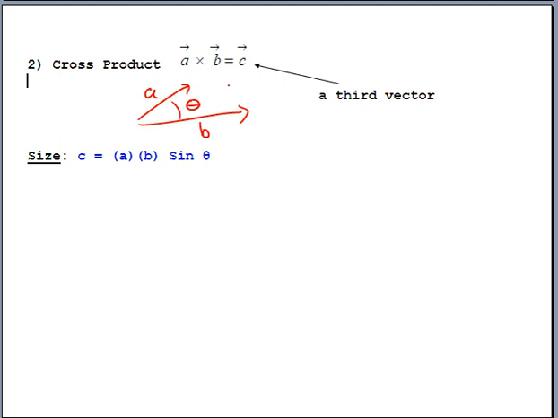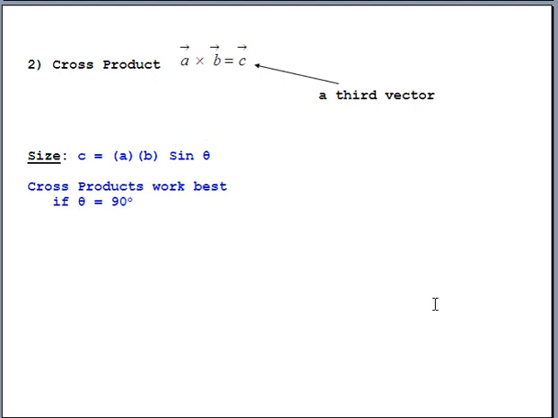So it's the exact opposite of the dot product in terms of when you're going to get a big answer and when you're going to get a small answer. Maybe that's worth a quick little note here before we do direction. Cross products work best. They give you good answers, big answers, when the angle is 90 degrees. Okay, fine, we've got the size, but now which way does the answer go?